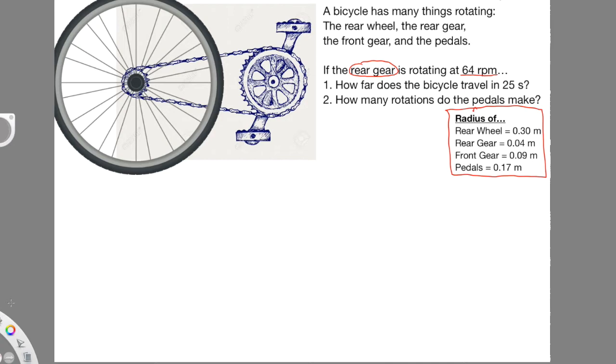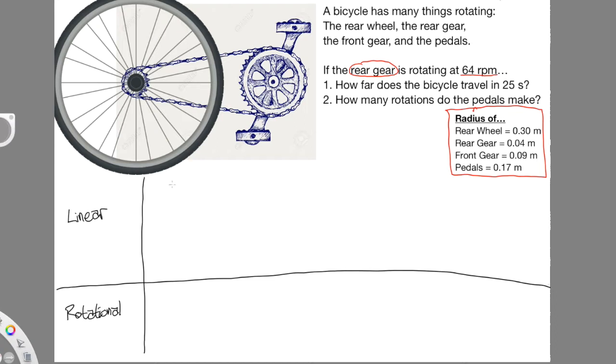So, there's a lot to keep track of in a problem like this, because not only are we going to have linear variables and rotational variables, both displacements and velocities, but we'll have separate variables for each of these four elements, for the rear wheel, the rear gear, the front gear, and the pedals. So I'm going to make something resembling a little table here that might help us out in keeping things organized. I'm going to keep our linear and rotational variables separate from each other, and I'm going to keep our variables for each of these four pieces of the bicycle separate from each other as well.